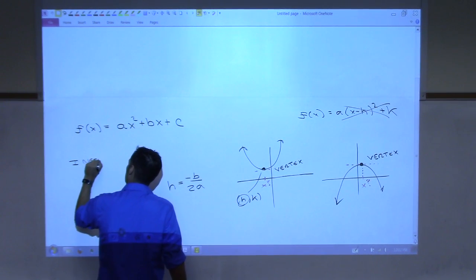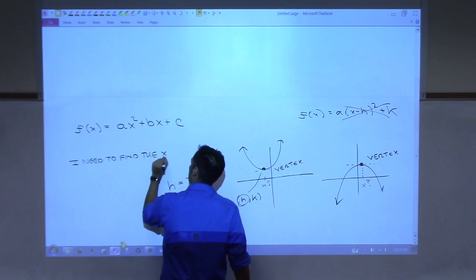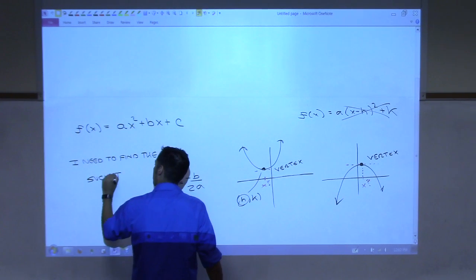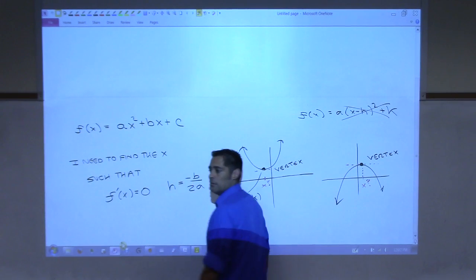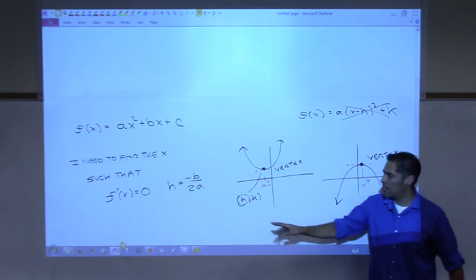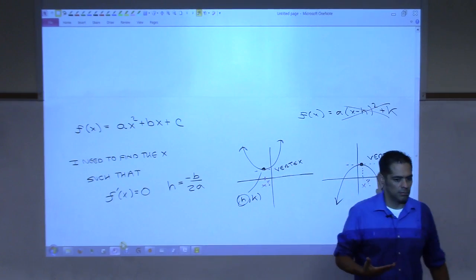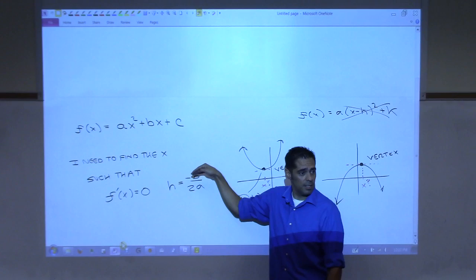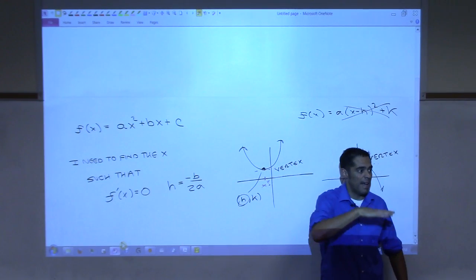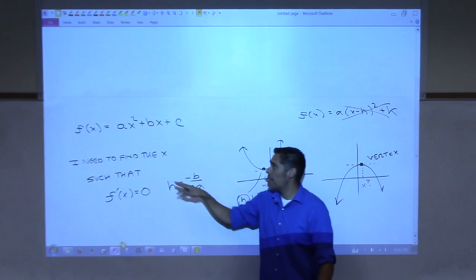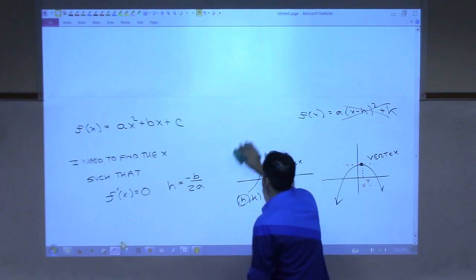I need to find the x such that f prime of x is 0, right? This is telling you, go tell me where the slope of the tangent line is 0. Remember, this function has a derivative, doesn't it? And that derivative graphs the values of the tangents. I want to know where the graph of that thing is 0. So let's do it.